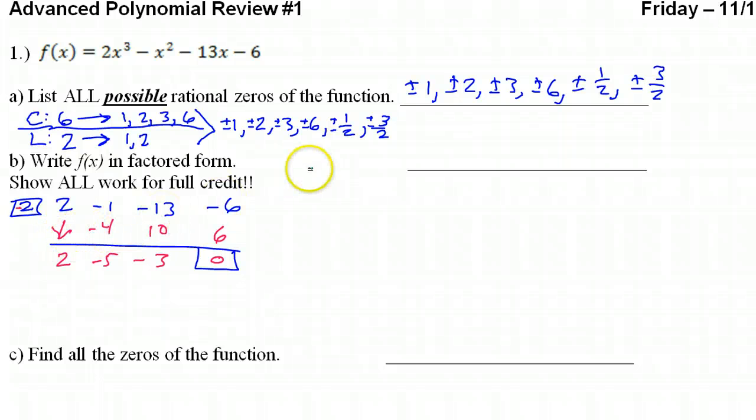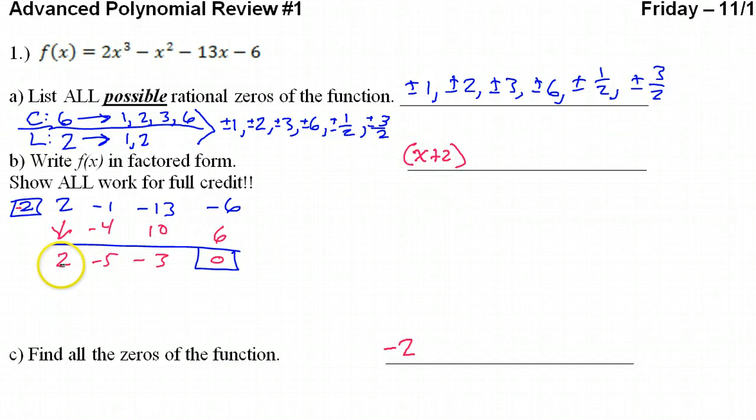So that means I will have a factor, because we're writing factored form, so I have a factor of x plus 2. And down here I'm going to be writing the zeros of the function. So I found a 0 of -2. Okay, and so there I have my factor.